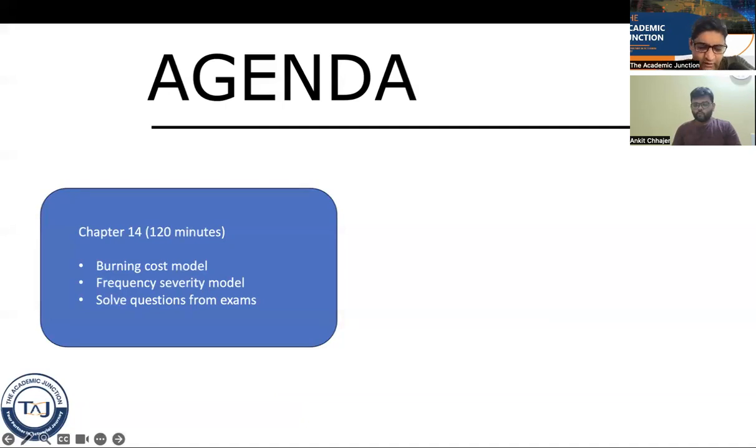And we are going to solve exam level questions today to get you up to speed on how to solve these kinds of questions. Those questions will also have an element of actuarial judgment that you will have to apply, which is a very interesting thing. We'll also discuss how those actuarial judgment points are treated in an exam setting, right? So what is the weightage that gets given? Today's class is just going to be two things: the burning cost model and the frequency severity model, which is effectively chapter 14.